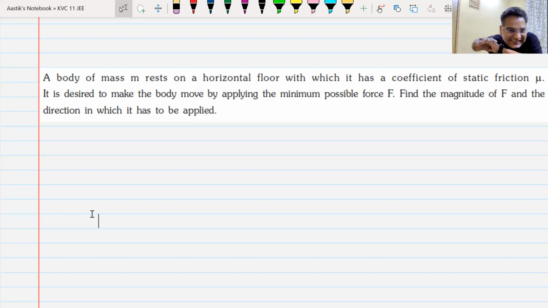Pushing the block will be easier or pulling it? I told you that in the previous class. Pushing or pulling? Well, if you don't know this, you'll have to also find it out. This is the question.